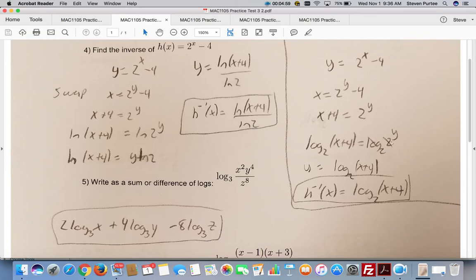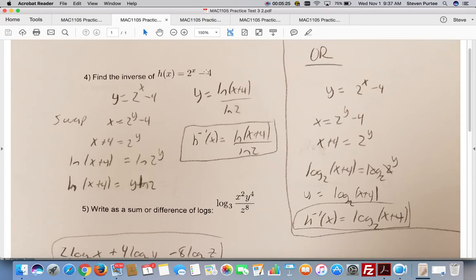Log base 2 of 2 to the y is just y. Those are inverses of each other. Log base 2 and 2 raised to an exponent are inverses. They just cancel out. And all that's left on this right side is just y. So I get y equals log base 2 of (x plus 4). Rename y h inverse. And the inverse of this exponential function with base 2 is a log function with base 2. Instead of subtracting 4 outside, I'm adding 4 inside.